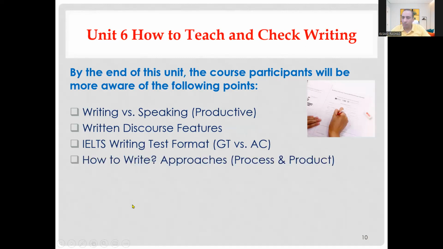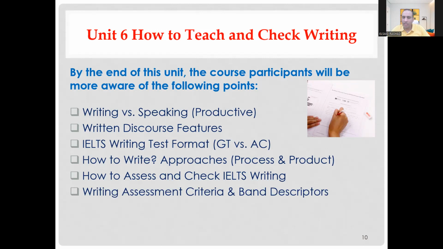How to write. We have 2 different approaches in writing. If you want to teach writing, we have the process approach and the product approach. We're going to talk about this. How to assess writing. We have something which is called correction code, okay, that you can agree with your students on, and it can make your life easy when it comes to writing correction as well. And the writing assessment criteria, if you're going to assess some students' writing, so you need to be familiar with the band descriptors and the assessment criteria.